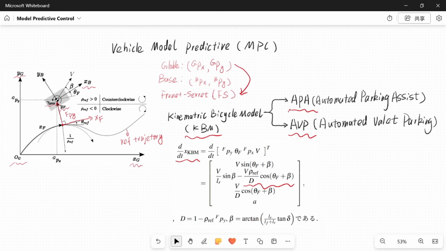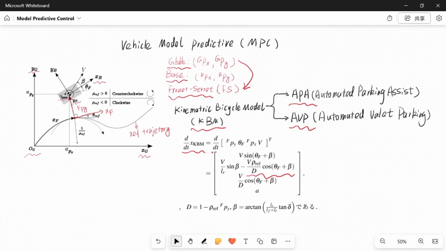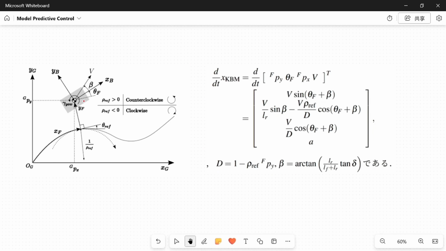In the previous episode, we introduced the global coordinates, body coordinates, and FS coordinates. If you don't fully understand their relationships, you can check out that previous video first. In this episode, we are going to build the state space. Let's change to a new chart. Let's establish the state space. Here, we select 4 states: FPY, state F, FPX, and speed V.